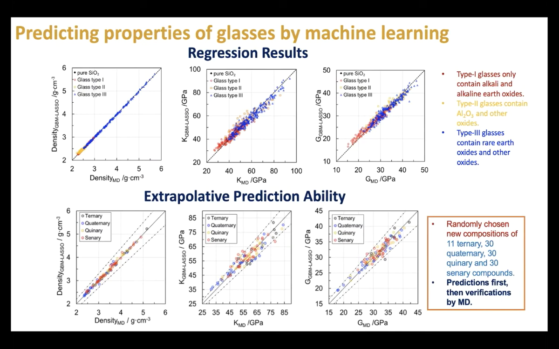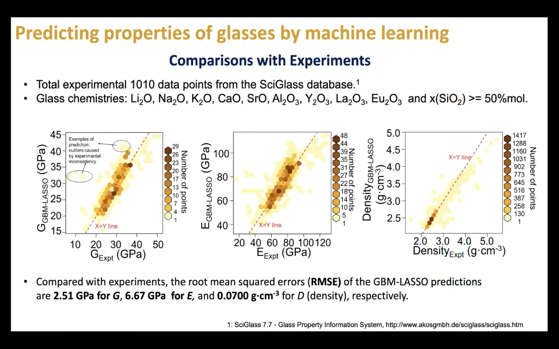One question is that, okay, so far our machine learning model is fitted based on MD and confirmed by MD. But how do I know your machine learning is good enough to compare with experimental results? To answer this question, we purchased a commercial database called SciGlass database. From that database, we took about 1,000 data points of elastic modulus and density of multi-component silica-based glass. Then we first do our machine learning prediction given the composition, and then we compare those results with the experiment.